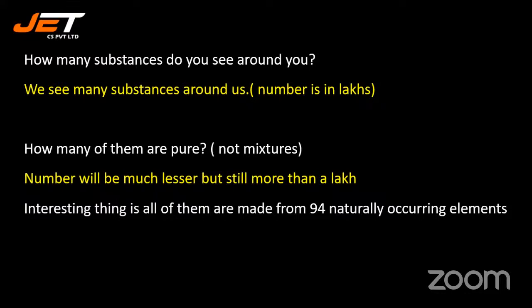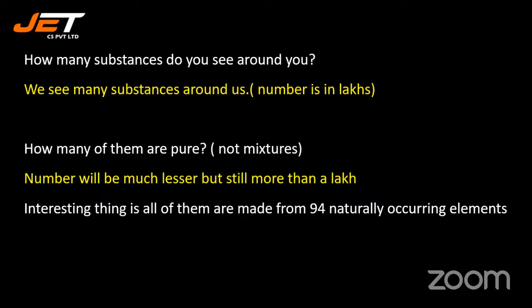We see many things around us, numbering in lakhs, but how many of them are pure, not mixtures? That will be less than a lakh. Most things around us are mixtures. Even a chair is not made up of only wood; it has other components also. Pure substances will be less than a lakh.